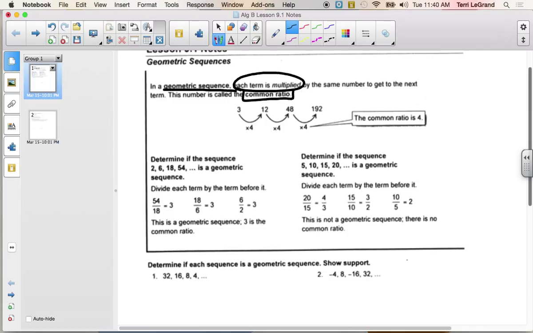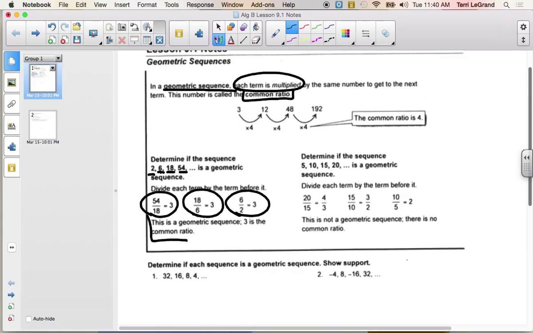And that's what they did here. They actually started at the end of it. So here's the first term being divided by the second term, and the common ratio came out to 3. Then they took the 18 and divided it by the 6, and they got 3 again. Then they took the 54 and divided it by the 18 and also got 3. I like to start at the beginning of it. They started at the end of it. So they said this is a geometric sequence, and 3 would be considered the common ratio. But you have to do it 3 times.